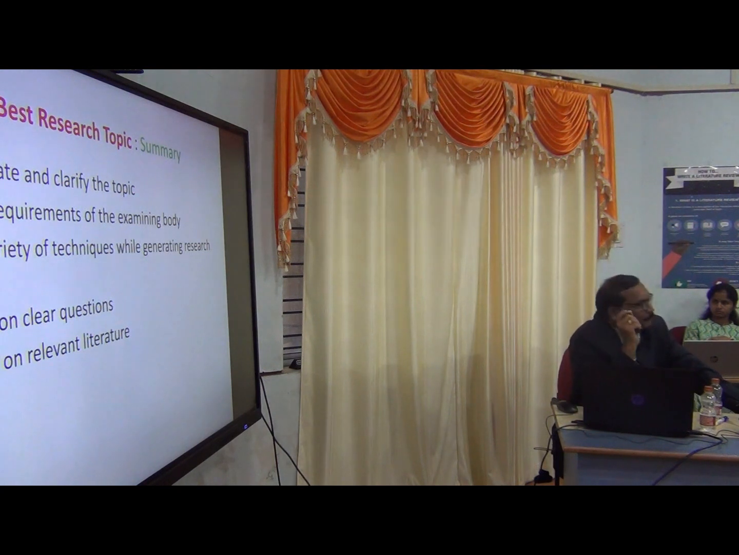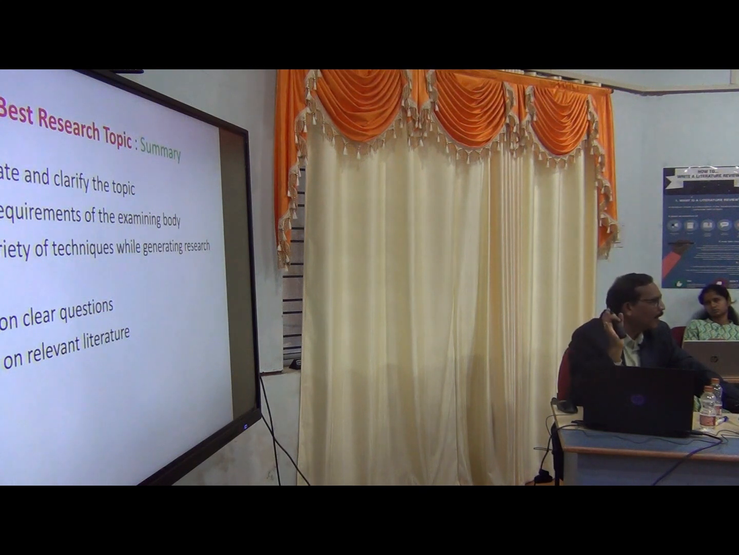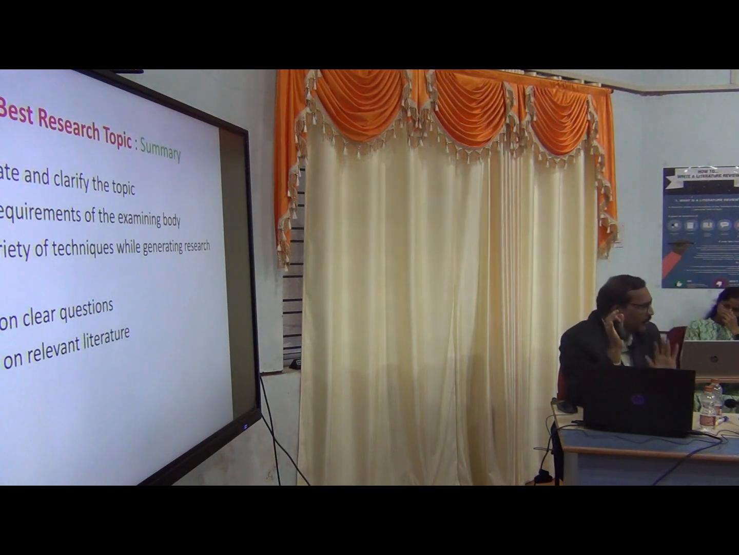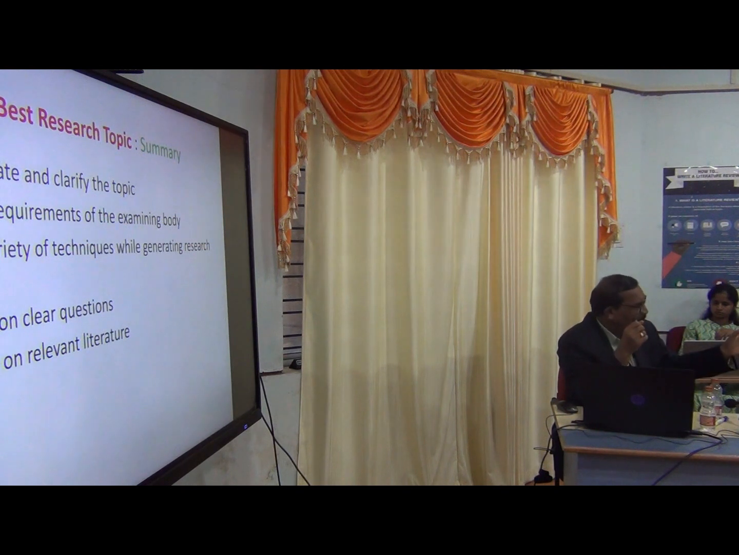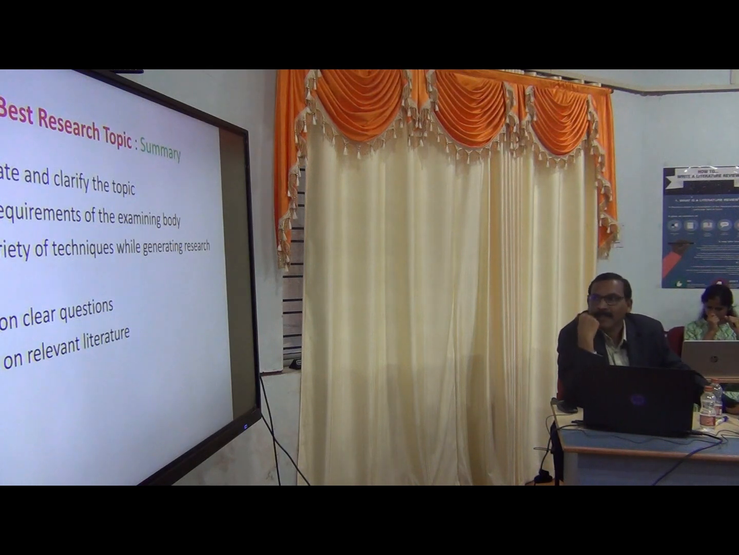To summarize how to select a research topic, first of all, formulate and clarify the topic, what that topic is. Assessing impact of higher education in India, examining trends in growth and development of higher education in India, checking or analyzing efficacy of higher education in India. A number of topics can be there. If we can formulate and clarify that topic, yes, we can proceed further.